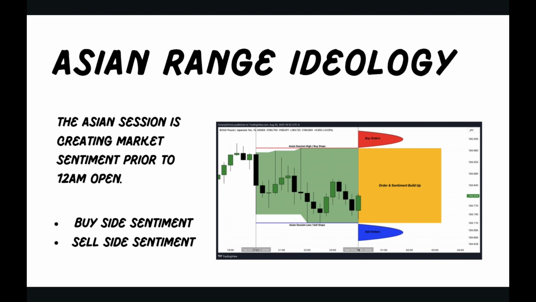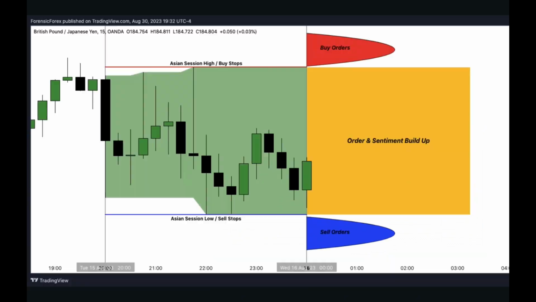Asian range ideology. The Asian session is creating market sentiment prior to 12 a.m., the true day open. It is building in buy side and sell side sentiment. In this picture on the right, we can see that swing high is defining the Asian session high, and that swing low is defining the Asian session low. And between those swing points, that is where the order sentiment buildup is occurring. This is step 1 to the model. We will define specifics, but for now, please follow along.